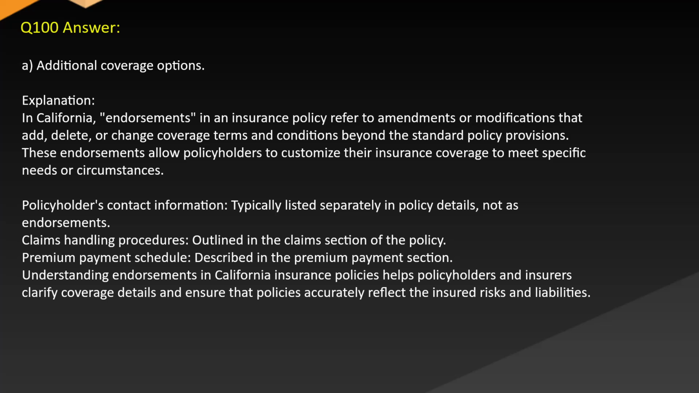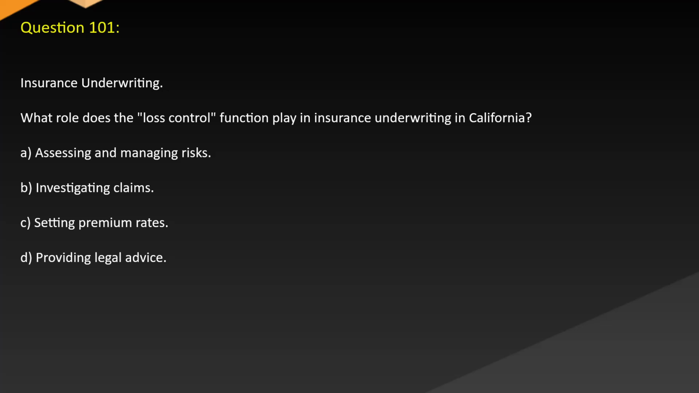Policyholders' contact information, typically listed separately in policy details, not as endorsements. Claims handling procedures, outlined in the claims section of the policy. Premium payment schedule, described in the premium payments section. Understanding endorsements in California insurance policies helps policyholders and insurers clarify coverage details and ensure that policies accurately reflect the insured risks and liabilities. Question 101.